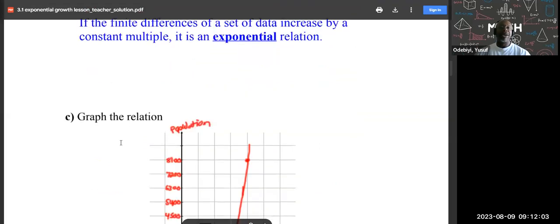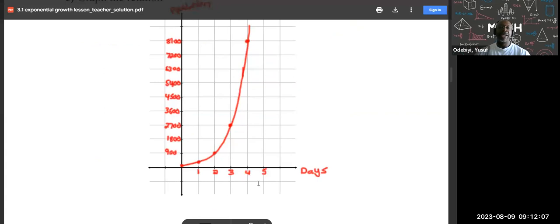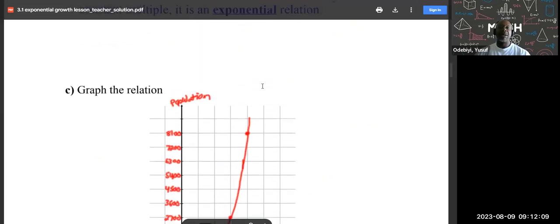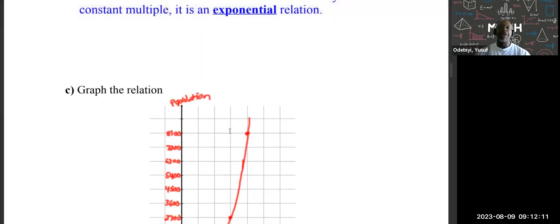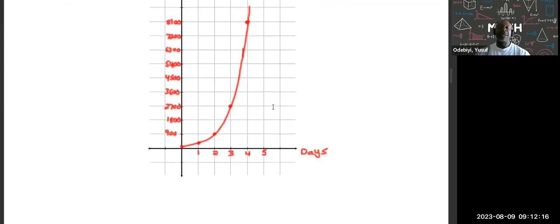Okay, so here's a graph of that particular one. You can see it grew exponentially. In 5 days, you're way up here, right? That's how COVID kind of grew, right? It started off really small, but then it spread quickly.